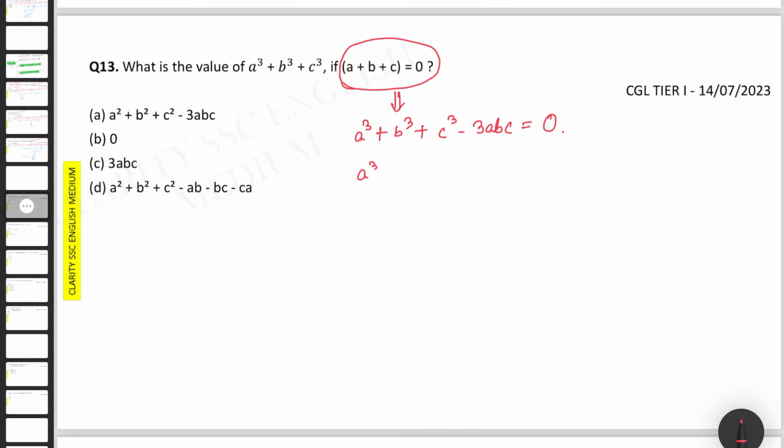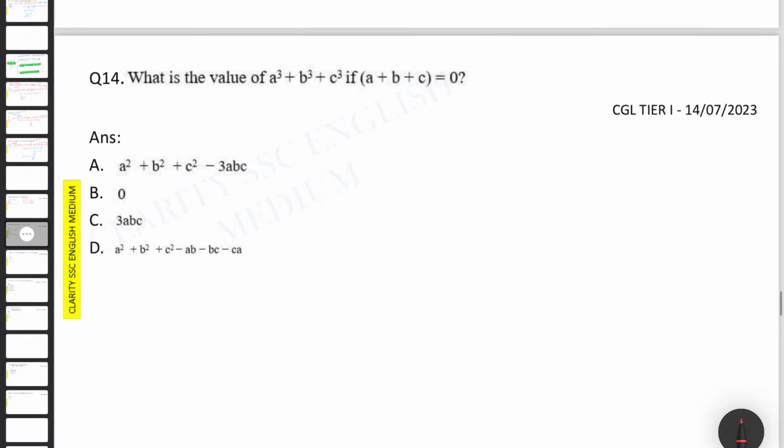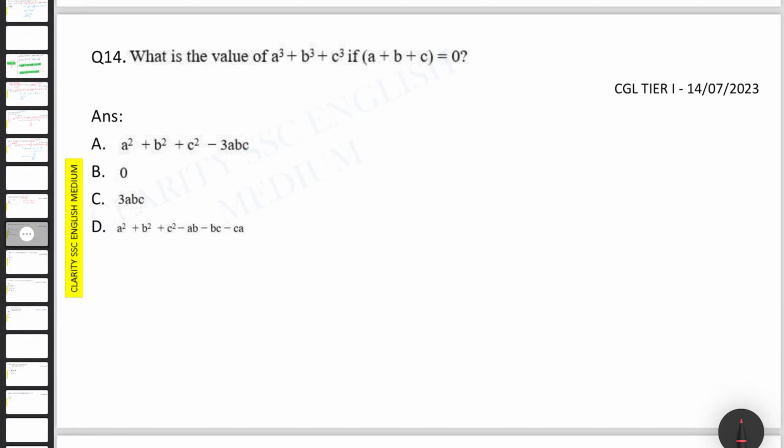So the value of a cube plus b cube plus c cube is exactly 3abc. Yes, exactly 3abc. Option number C is the correct answer. It's the same question.